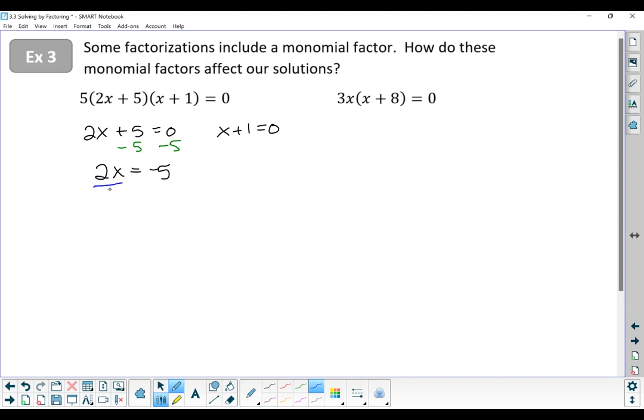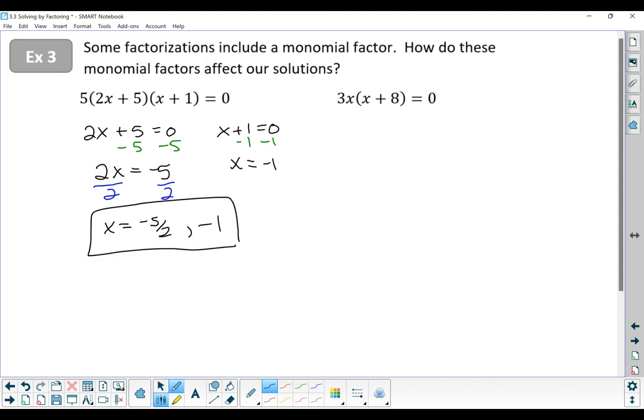We subtract the 5, and then we divide by 2, and we get x is equal to negative 5 halves. Our second factor, x plus 1, gives us the solution x is equal to negative 1. So our two answers are negative 5 halves and negative 1. The 5 did not affect the answers to the equation, the 5 coefficient right here.